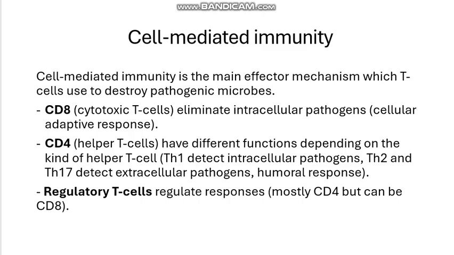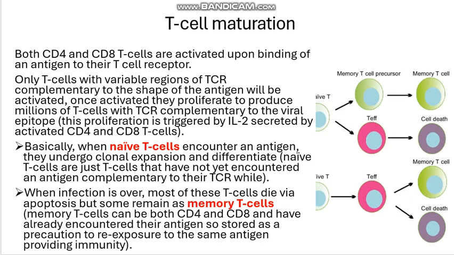We're going to go deeper into the different kinds of helper T cells in a minute and their differentiation. Then we have regulatory T cells, which can have either the CD4 or CD8 co-receptor, and they just regulate these responses to prevent too much damage to our own tissues.